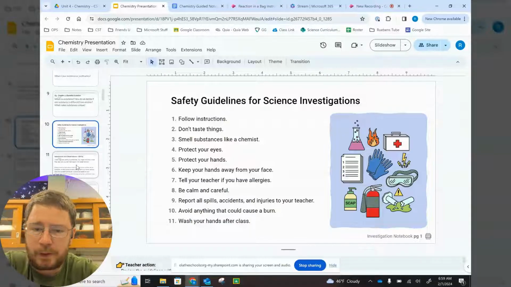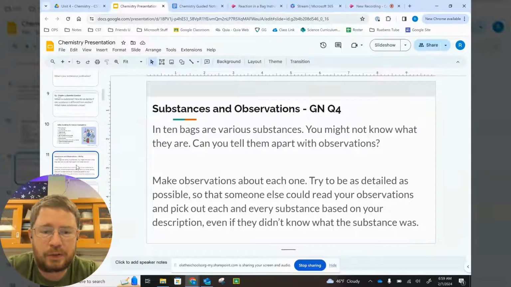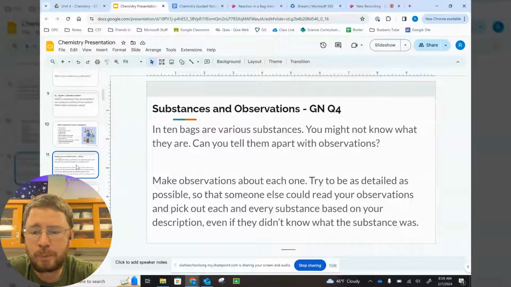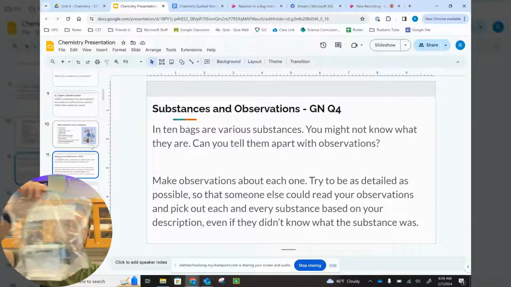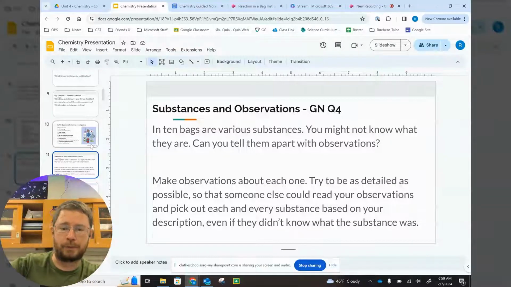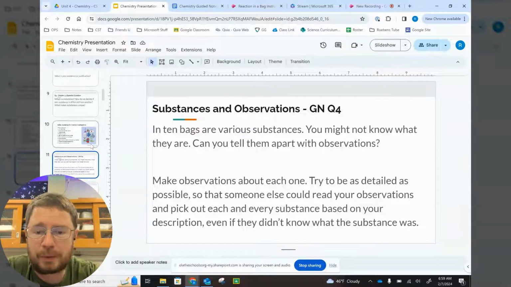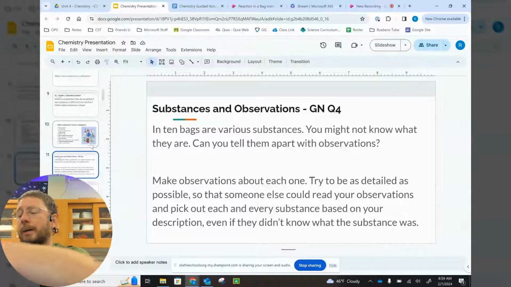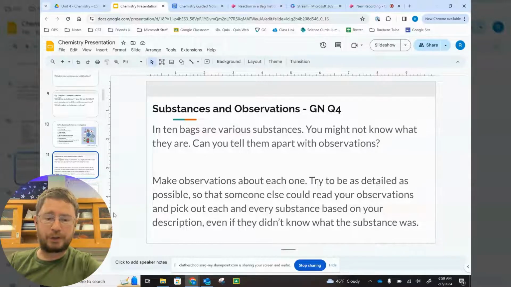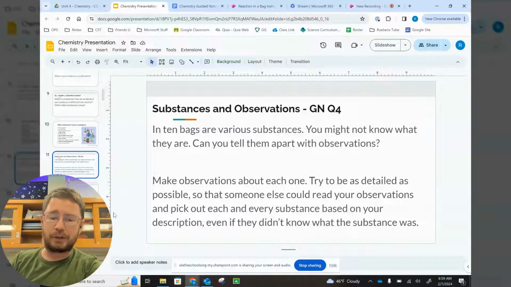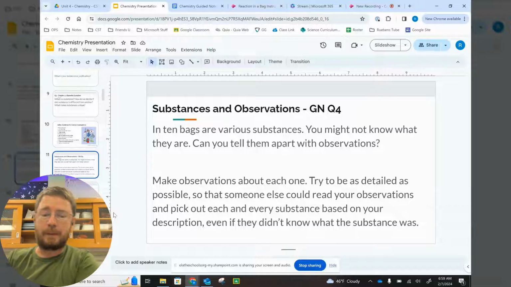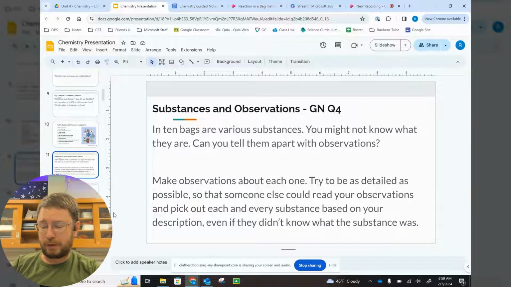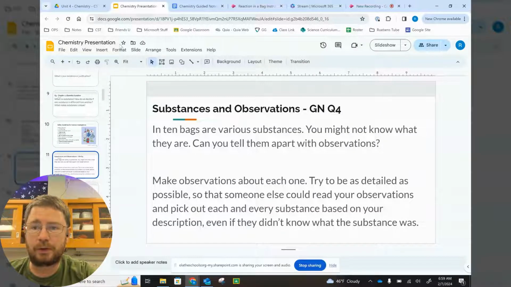So, the first activity we're going to be doing is a substances and observations activity. This is going to be in question 4 of your guided notes. We have 10 different bags here with different substances. You might know what some of them are, you might not. Our goal is to be able to tell them apart with observations. So you're going to make observations about each one. Try to be as detailed as possible so that someone else could read your observations and pick out every substance based on your description, even if they don't know what the substance is.